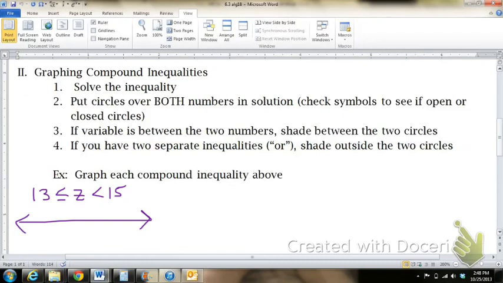So if 13 and 15 are my two numbers, they're both on the right side of 0, so I'm going to move my 0 all the way to the left. And I'm going to skip a bunch of space, and I'm going to put a 13 here and a 15 close to that. Now I have to figure out what kind of circle I need to put over each number. The 13 had the inequality symbol that had the line over it, so I'm going to put a closed circle over the 13. And the 15 had an inequality symbol that did not have a line underneath it, so I put an open circle over the 15.